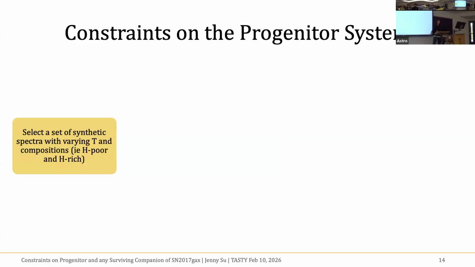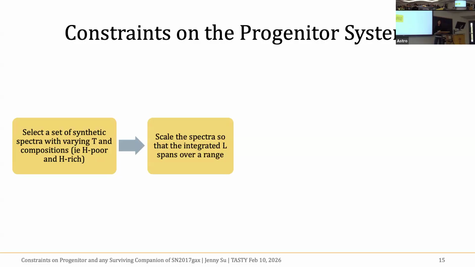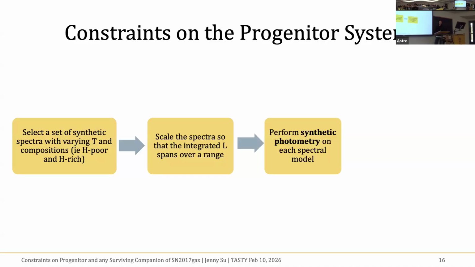Now I'm just going to go through my steps of what I did. I selected synthetic spectra with various temperatures and compositions. I would scale them to various luminosities. Then I performed synthetic photometry on the spectra to get a theoretical magnitude.